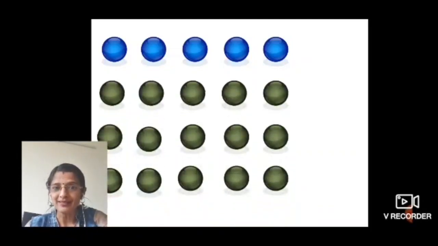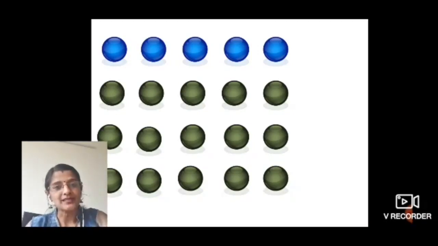So first we will see the pictorial method. There are 5 blue marbles and 15 green marbles. So now we have to count the total number. If you count, what you will get? 15 plus 5, 16, 17, 18, 19 and 20. So there are 20 marbles in all.